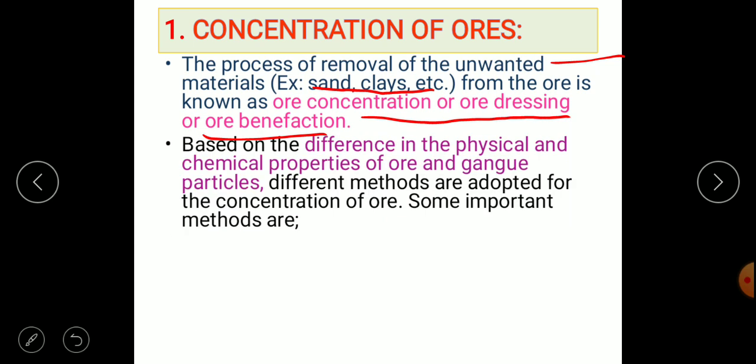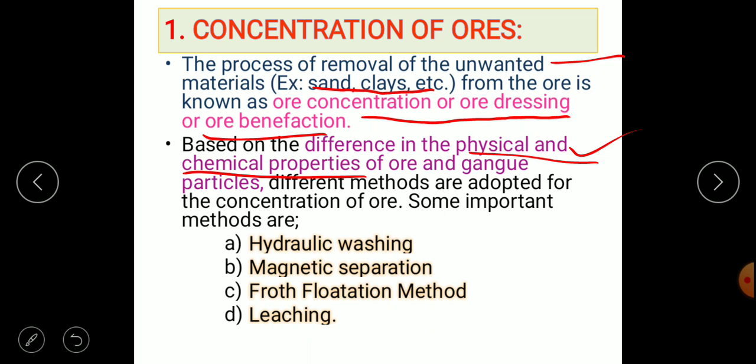So based on the difference in the physical as well as chemical properties of the ore and gangue particles, different methods are adopted for the concentration of the ore. Gangue particles, as I have told, are the unwanted impurities which are present in the ore, as we are extracting it from the earth crust. So based on their physical and chemical properties, we can have different methods of concentration of ore, and those are hydraulic washing, magnetic separation, froth flotation method, and then leaching.